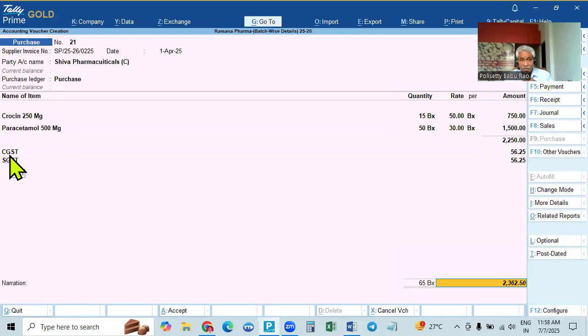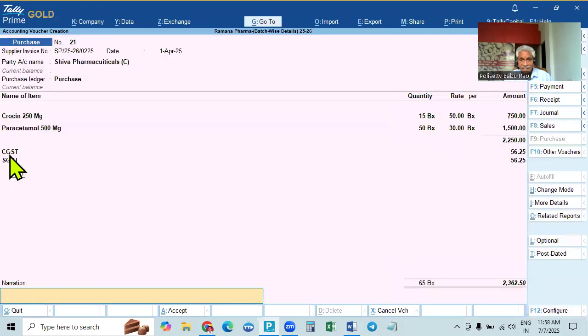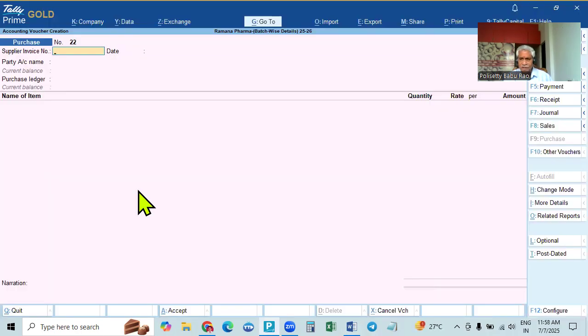So in bill wise details, it will take the supplier invoice number. New reference, supplier invoice number, it has taken. This is over. And then just one simple thing I'll tell you.